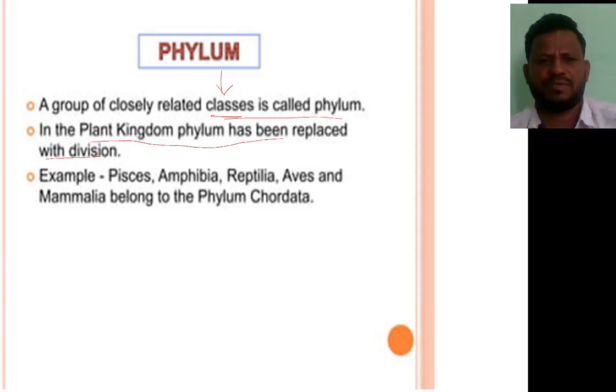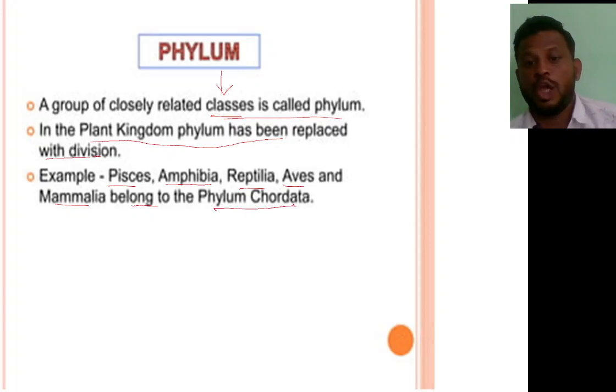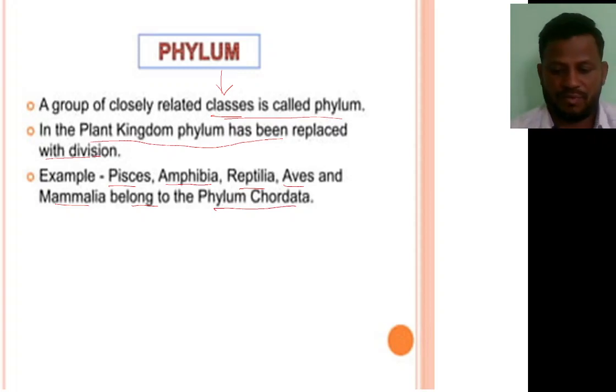In the plant kingdom, it means totally plants, whatever they are. They may be herbs, shrubs, or trees, whatever they are. If they are plants, they come under the plant kingdom. Here, for example, we can see that Pisces, Amphibia, Reptilia, Aves, and Mammalia belong to the phylum Chordata. This is known as the phylum.